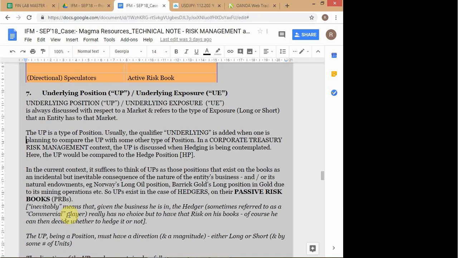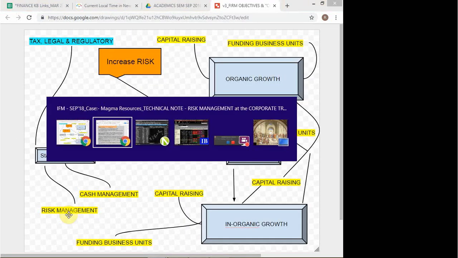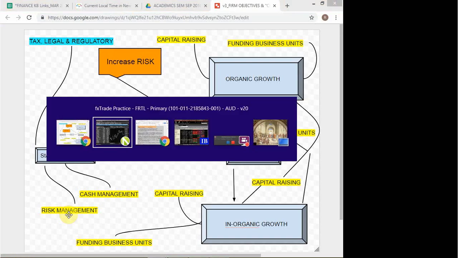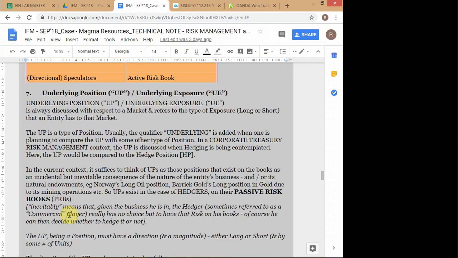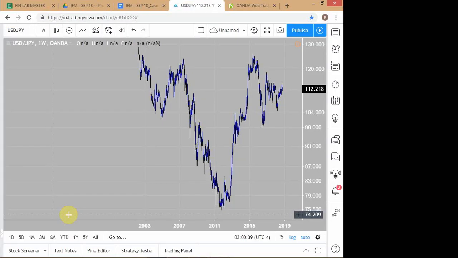Okay, so the underlying position essentially, there's a lot of detail here, but I'll just give you an idea. It's nothing but the exposure that you have, the position that you have because of your natural business activities. Your natural business activity in this case has been to borrow yen. You borrowed yen because you thought yen interest rates were low. So in this case you have a position in the dollar-yen market, which is short, or long dollar-yen.